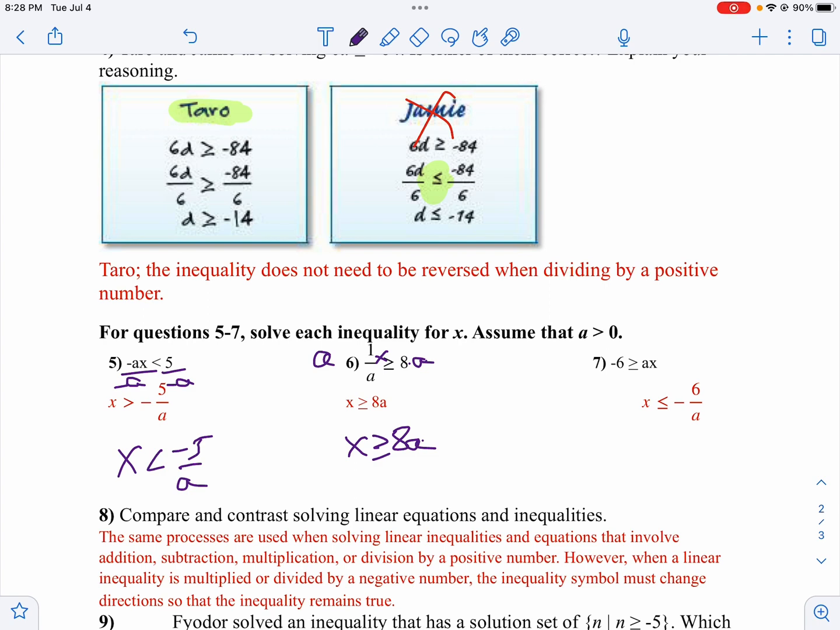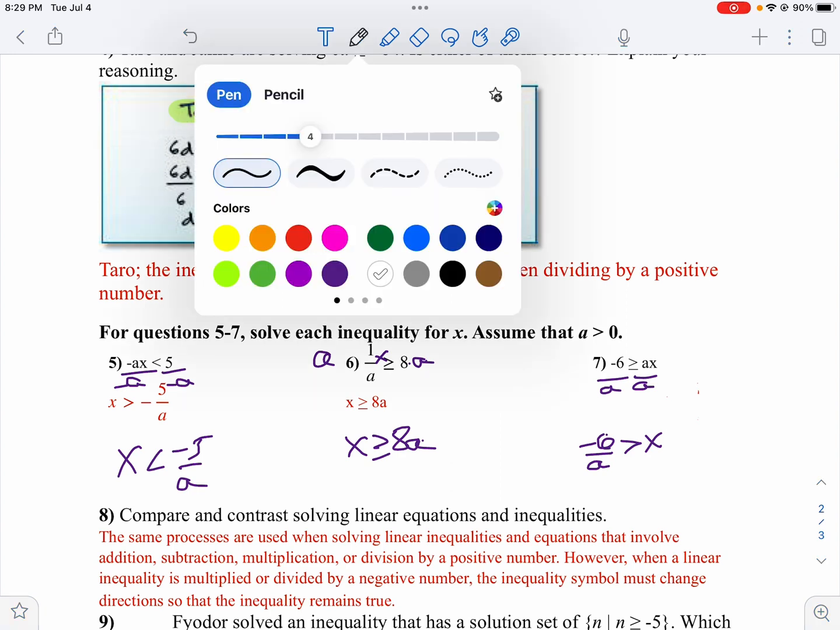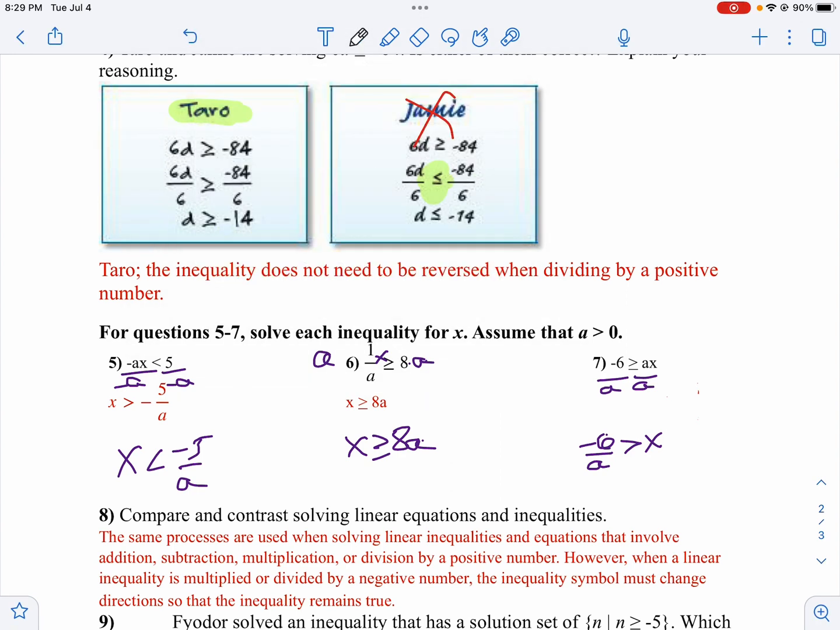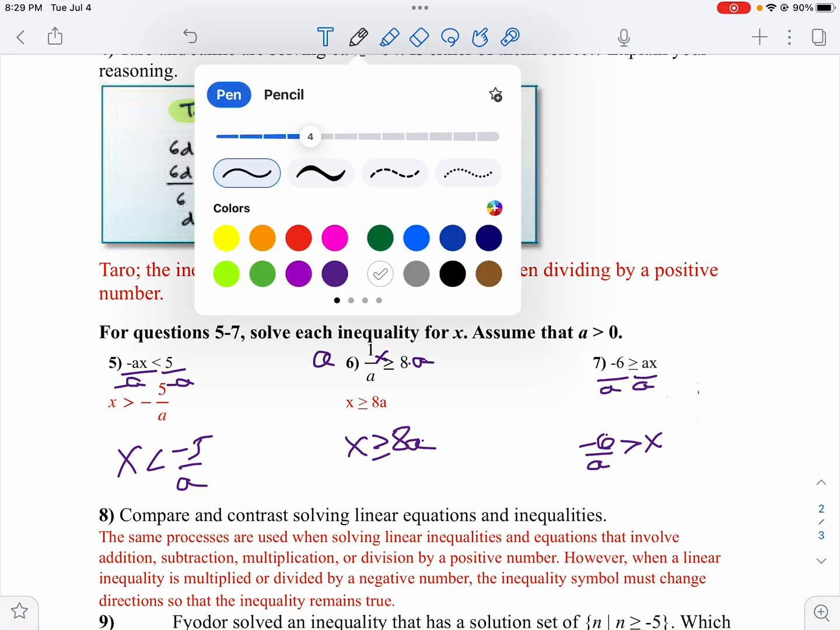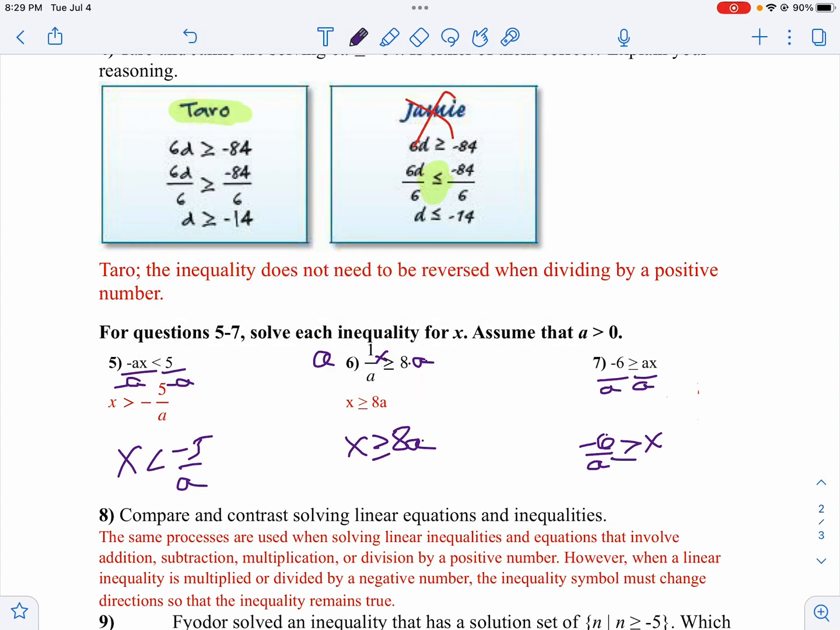On question number 6, I want to divide by a. I do not flip the inequality, so I say negative 6 all over a is greater than x. And there's your answer. I don't like what I typed in for your solution, so I'm going to change that. And I just noticed there is a greater than or equal to. Maybe that's why I didn't like that solution, because it was correct. I need a line underneath my inequality. My pen would work. There we go.